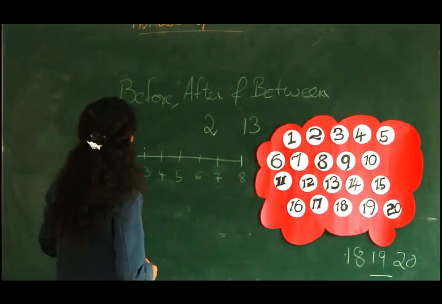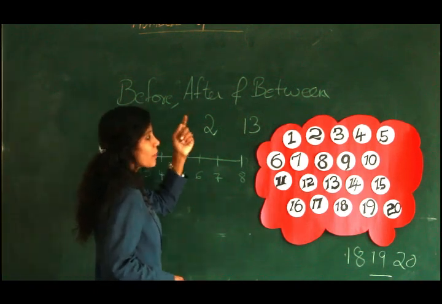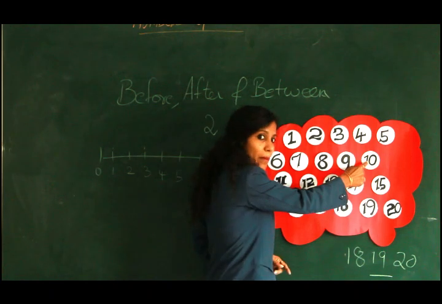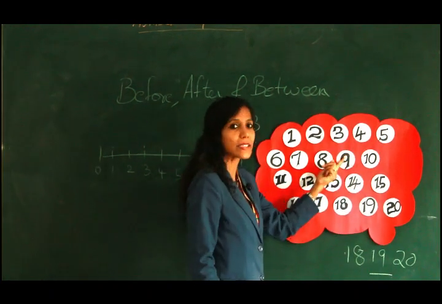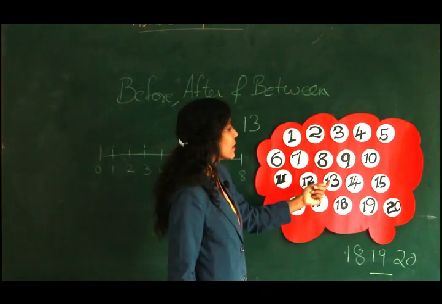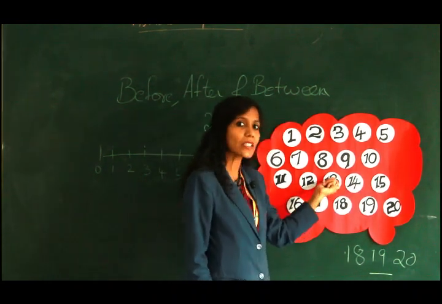So here we finish the concept of before. Before is the number just before a given number. So if 10 is the number given to you, the number just before 10 is 9. And the after number is the number just after the given number.